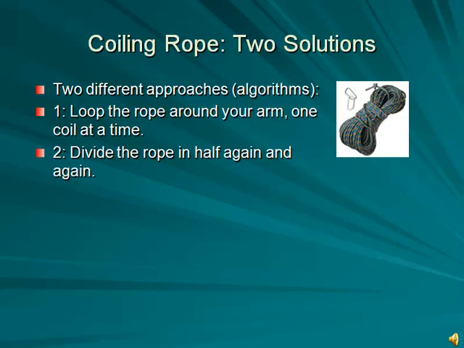I'm not sure how you were planning to coil the rope or to organize it, but there are two different approaches that I describe here. In the first case, you could loop the rope around your arm, one coil at a time. Now, this is probably the most common way that people would organize a rope. But the second way is one where you divide the rope in half again and again and again.